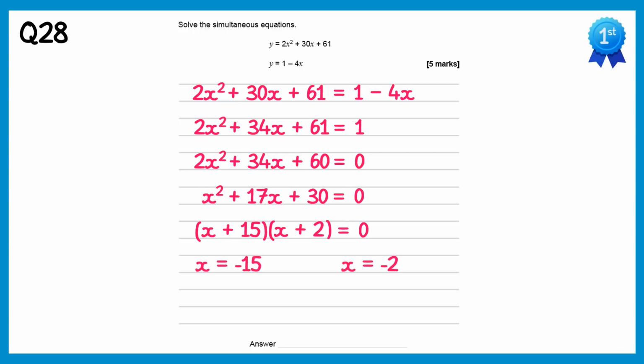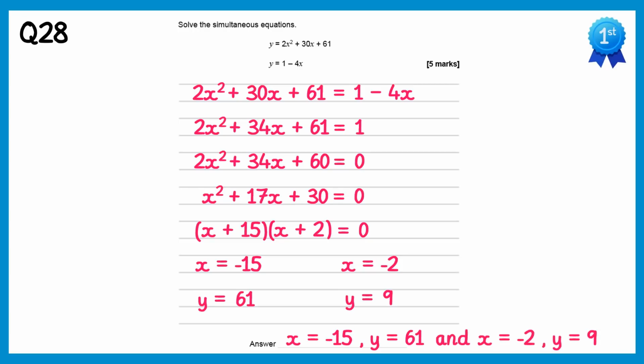You need to remember to get your y values though, so we need to substitute these x values back into one of the equations. I'd suggest the second one is probably easier. So y equals 1 minus 4x. So y equals 1 minus 4 lots of -15, which gives you 61. And for the second one, y equals 1 minus 4 lots of -2, which gives you 9. So we end up with two solutions here. The first one is when x is -15 and y is 61, and the second one is when x is -2 and y is 9.